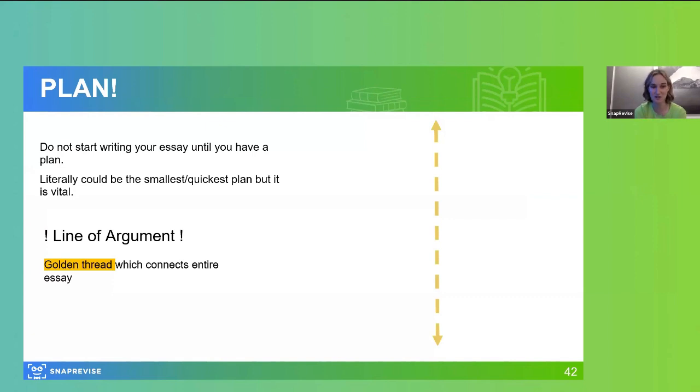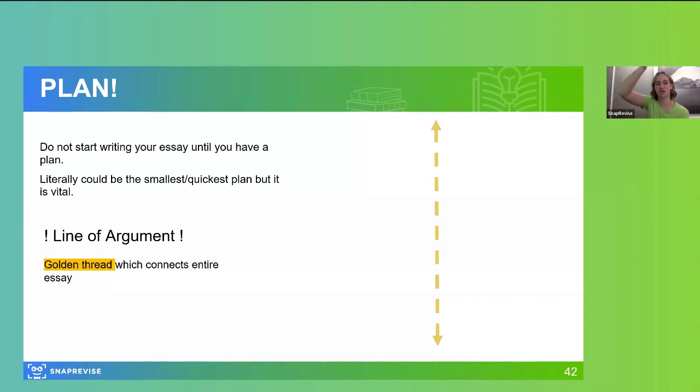They can literally be the smallest, quickest plan, but it can be so vital at keeping you on point and keeping you on task. So in your plan, you should pick what your paragraphs are going to be, but you should also think about your line of argument. Now, I think when I've given this talk before, you guys refer to it as your thesis statement. So whenever I mention a line of argument here, I will try to refer to it as a thesis statement as well. So your thesis statement is the golden thread which runs through your entire essay.